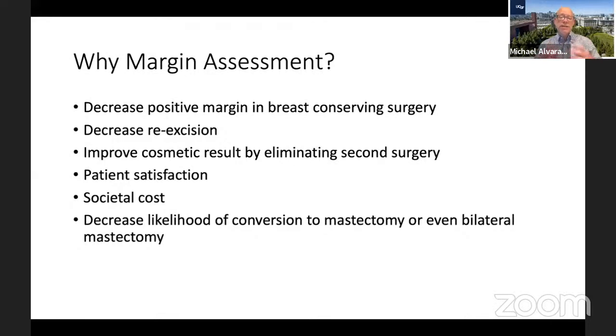Of course, there's the societal cost. What is the cost to healthcare to have to take a large proportion of patients back to the operating room? That costs money, time, effort, and you could open up the theater potentially for other cases if you weren't having to do re-excisions. And then, of course, those patients that decide, well, if I need a re-excision, maybe I'll just do a mastectomy, and then they may start thinking about bilateral mastectomy. So margin positivity can really have a downstream effect. So we do want to think about margins and resection and giving the best information to the pathologist for sure.